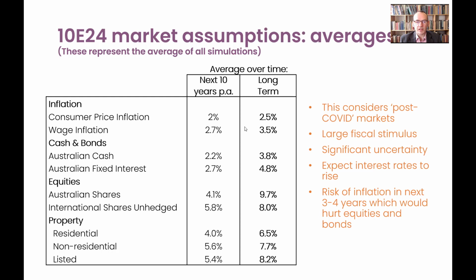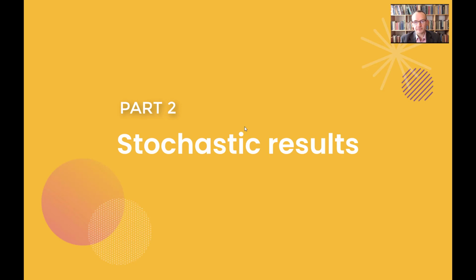So here, the table just gives you a snapshot of the midpoint assumptions for this model. In the background, it's simulating thousands of possible sequences of what they all might do in the future, but this is showing the average. So the model is looking at a post-COVID economy. We've had large fiscal stimulus into the economy, but there's still significant uncertainty in how things are going to play out. There's a high chance interest rates rise and continue to do so, and a high risk of inflation, which can harm the returns you get from shares and bonds.